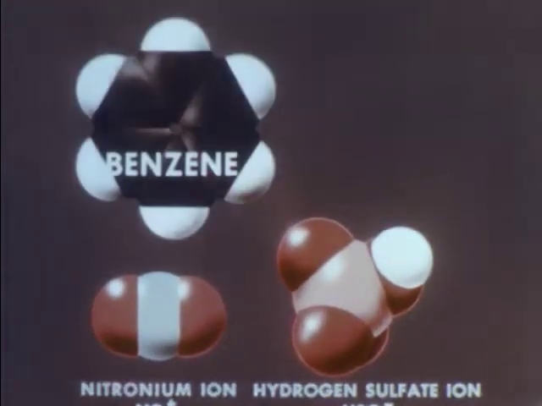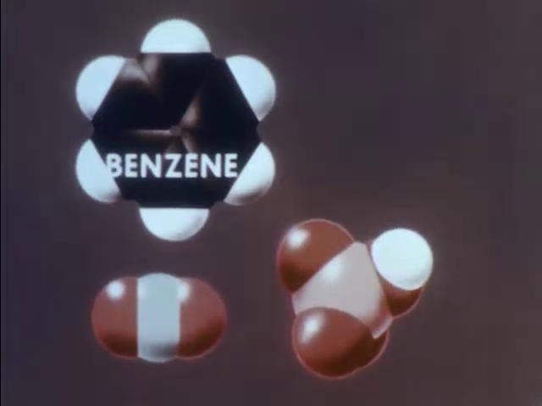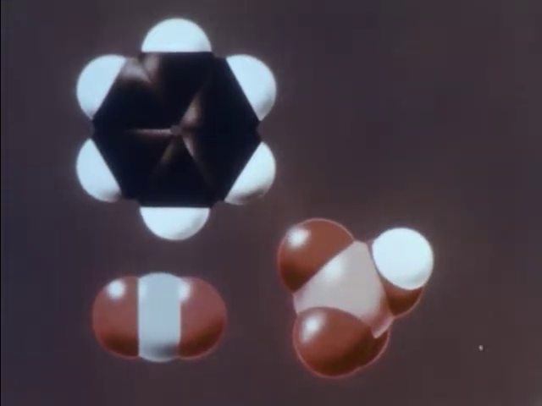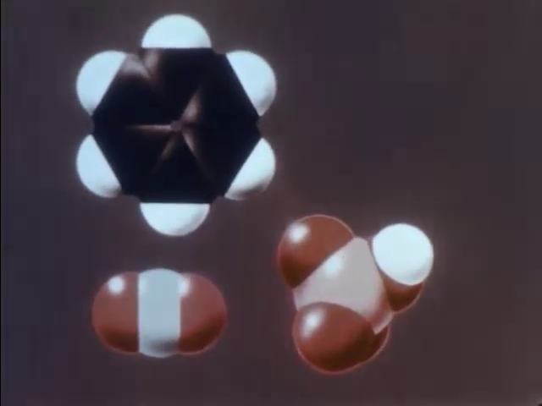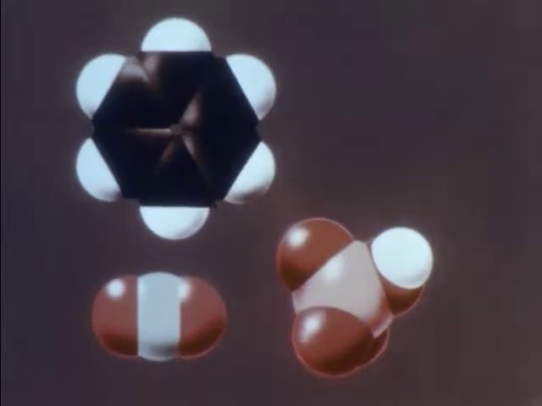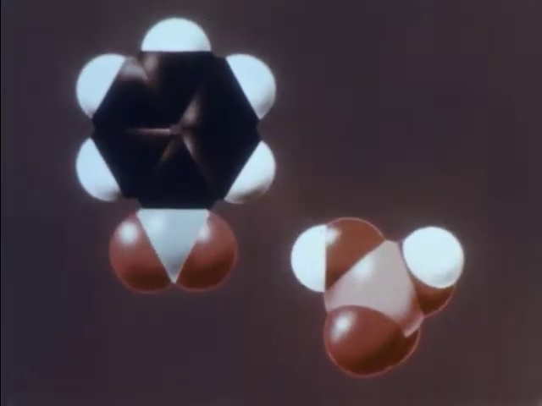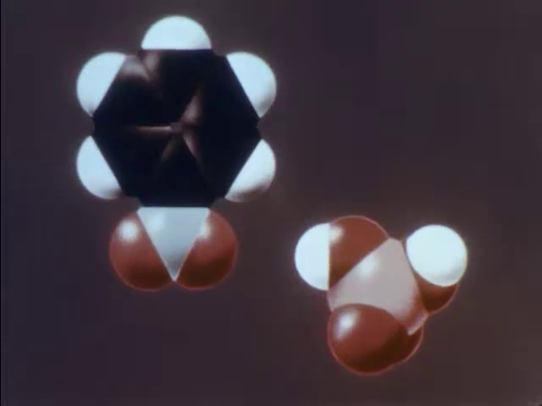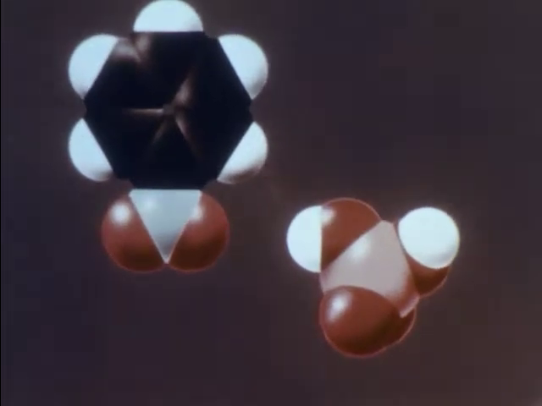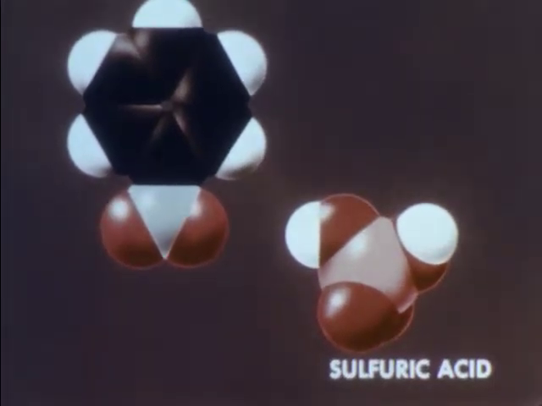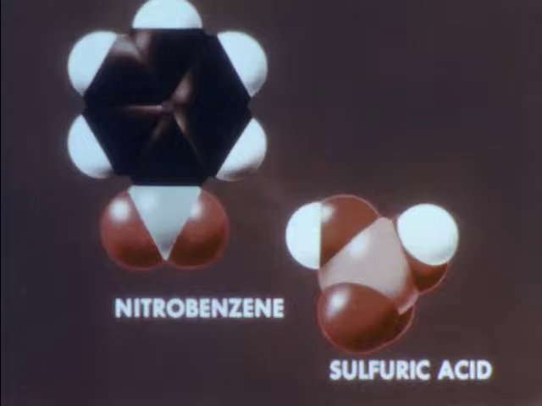The third reactant, benzene, consists of a ring of 6 carbons, each bonded to a hydrogen atom. When a nitronium ion and a benzene collide, a proton transfers to a hydrogen sulfate ion. This regenerates sulfuric acid. The sulfuric acid is a catalyst in this reaction. The product, nitrobenzene, is used to make dyes and other organic compounds.